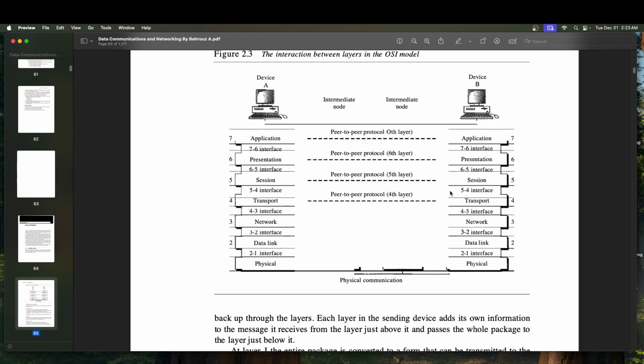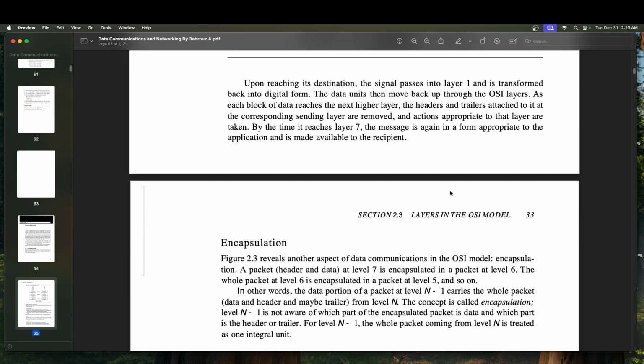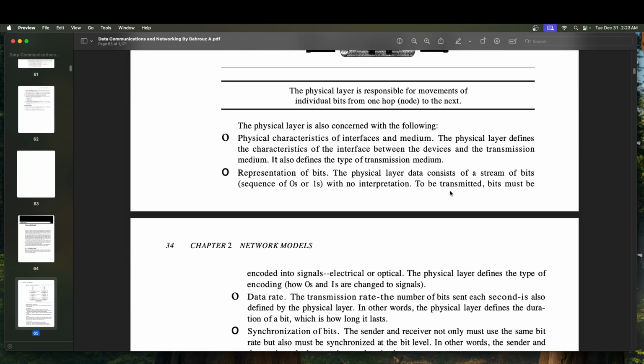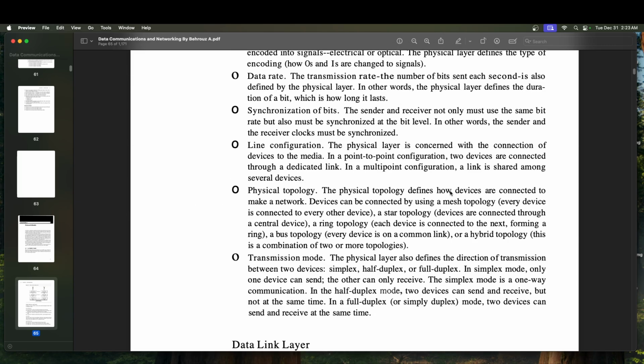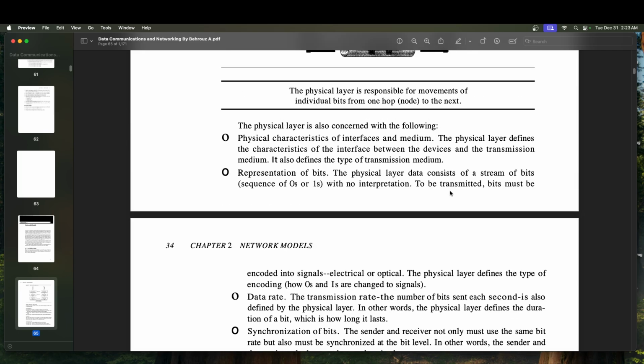Device A to device B. What is he trying to say? Encapsulation. What kind of encapsulation are we doing here? This is what we went ahead with.